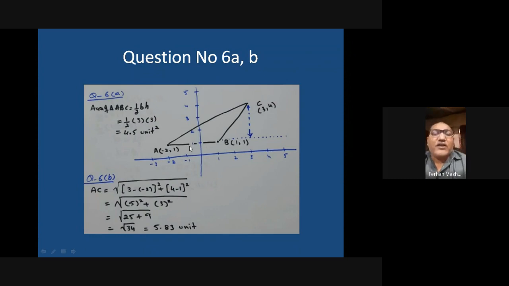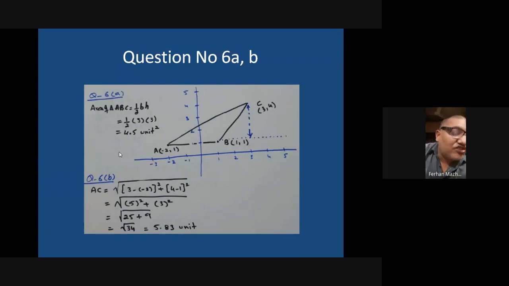So you can find out the area of the triangle by applying the formula 1/2 × base × height. So 1/2 × 3 × 3 will be 4.5 units square. So you know how we found the area of this triangle. The diagram is given in the question. Even if it is not given, we will draw this on the grid, so then our life will become easier. So that was question number 6 part A.